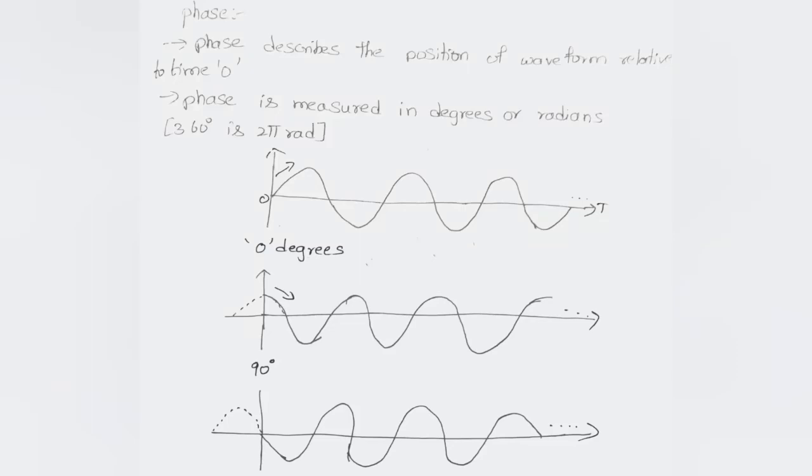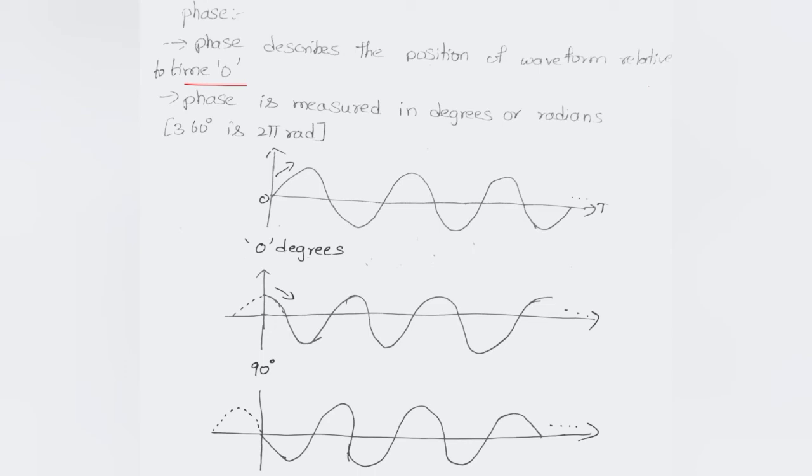Third parameter of the sine wave is phase. So phase describes the position of waveform related to time 0. Here the phase means we are going to find in which direction or in which angle the wave is moving. So here it is starting at the time 0, right? In the graph, the sine wave is starting from time 0. So related to the time 0, in which angle the wave is cutting the graph, that we are going to consider as the phase.